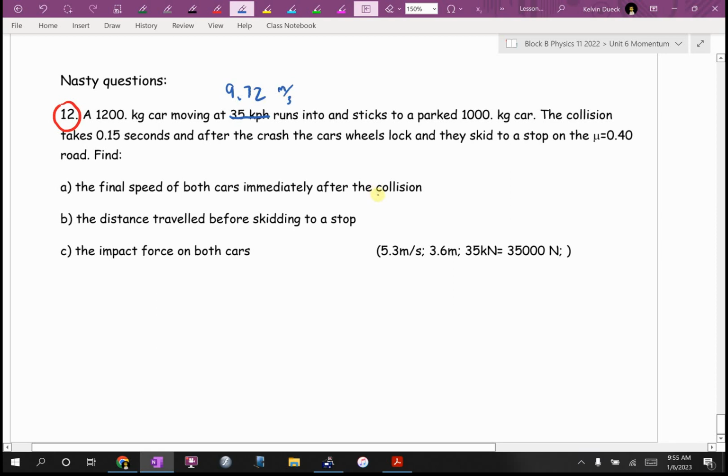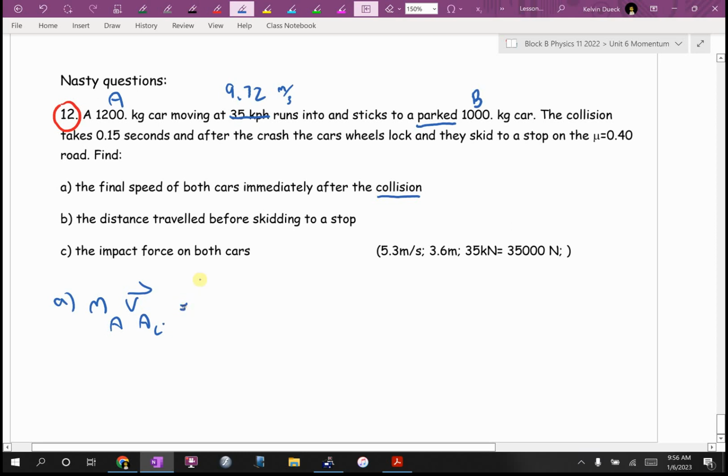So we want the final speed after the collision. Collision is the key word. I'm going to use conservation of momentum. I'm going to call this mass A, and this mass B. Before the collision, I have mass A, VA initial, plus, you know what? Car B is parked. So although I could write mass B, VB initial, VB initial is 0. This whole thing is going to vanish, so it's just going to be that.